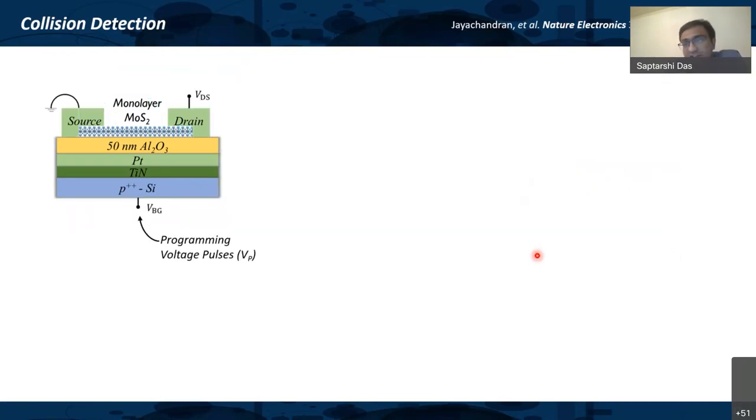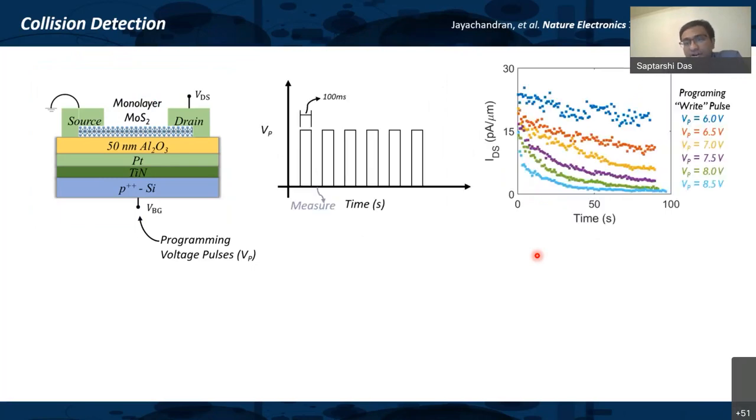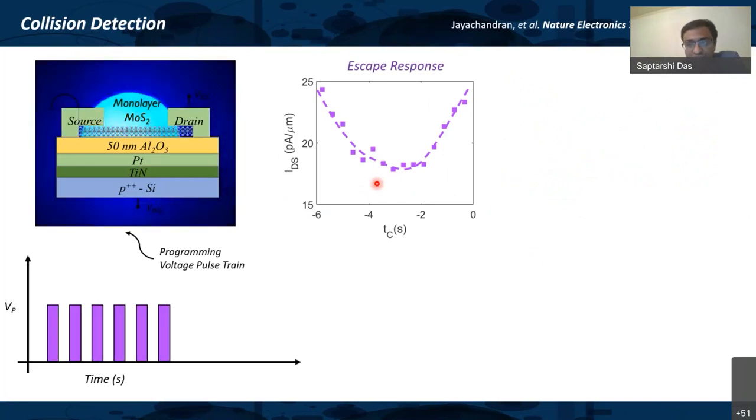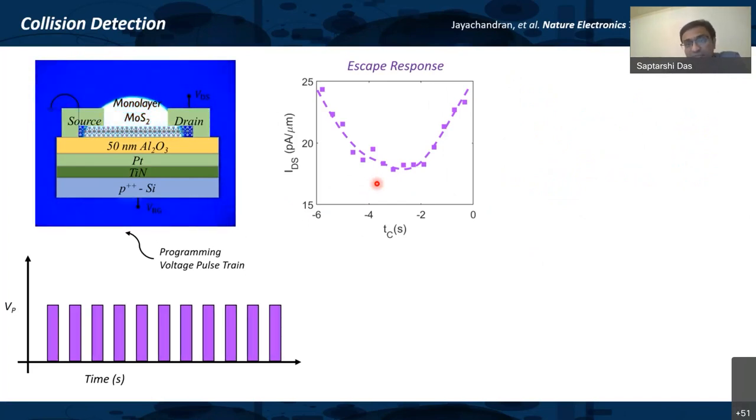In order to do that, we take advantage of the programmability of our device, where we show that by applying programming pulses, we can decrease the current in the device over time. Now, what happens if both stimuli are present at the same time, which means that the light is being shined at the same time the device is being programmed? Then you can see that the current through the device follows a non-monotonic trend, and there is a turnover point when the current stops decreasing and starts to increase. And this is very similar to the escape response of the LGMD neuron.